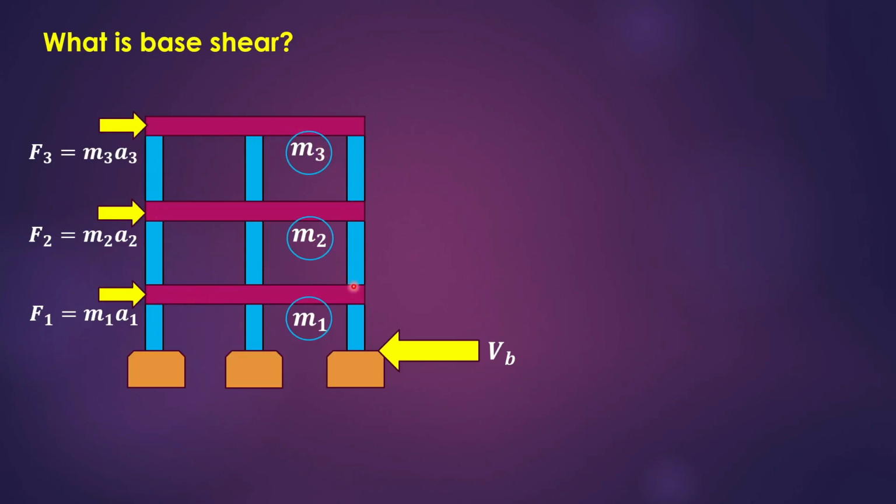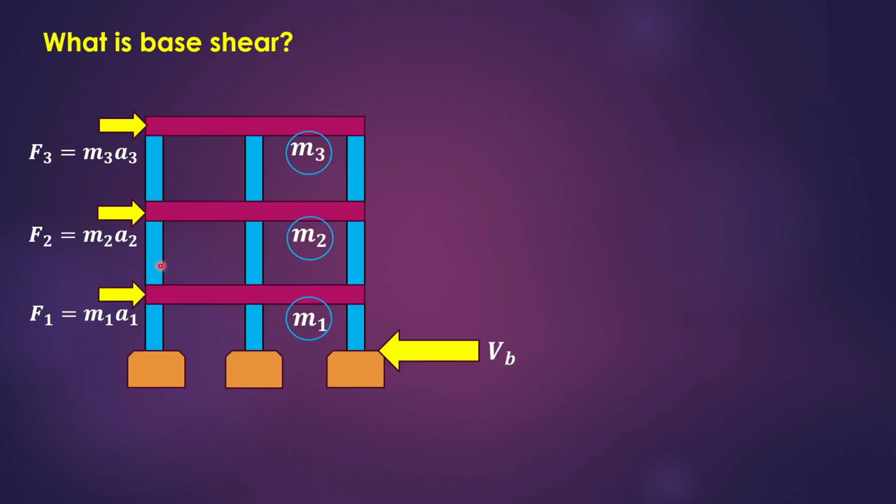We have considered a building frame here having the masses M1, M2 and M3 at different levels. The masses are supposed to be concentrated at the floor level. Now if the mass M1 suffers an acceleration A1 due to earthquake, then by Newton's law the inertia force F1 equals M1 A1. Similarly, at the second floor level the force is F2 equal to M2 A2, and at the third floor level it is F3 equal to M3 A3, where A1, A2, A3 are the accelerations of the masses at the different floor levels.